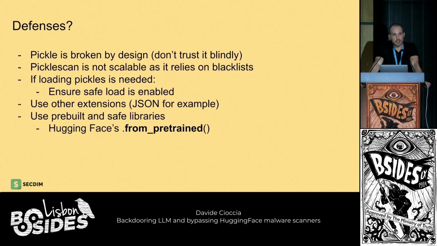Pickle scan is not really trustable, so don't rely on it. HuggingFace doesn't, as they're adding more and more tools. And if loading pickles is needed, because a model that we want to use maybe is pickled, then is published, then make sure to use safe load. So newer libraries implement better loading methods. And the last thing is, HuggingFace comes with a function called from_pretrained that is safe by default and allows you to pull in and do inference safely on models.